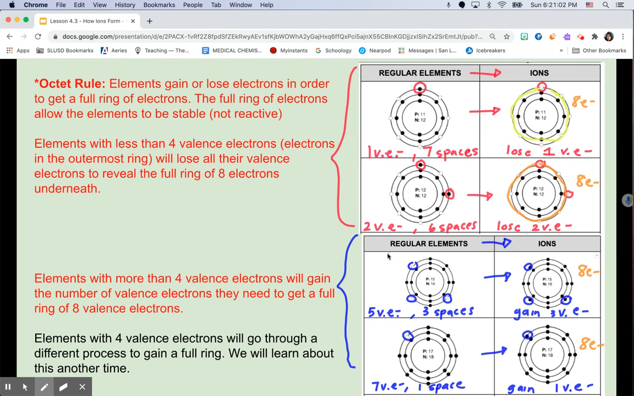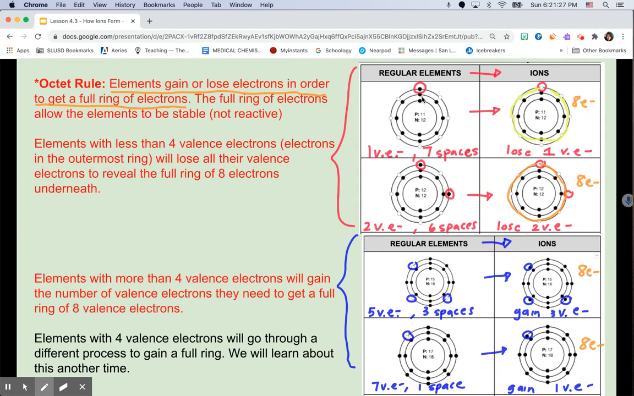So when elements become ions, they gain or lose electrons in order to get a full ring of electrons. So the reason why it gets to 8 each time is because the goal of each element is to get a full ring of 8 valence electrons the easiest way they know how, right?